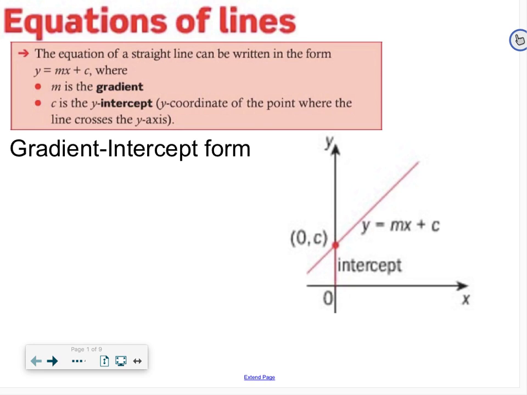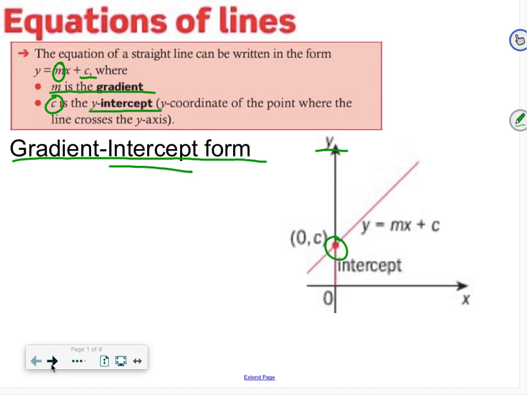All right, mathletes, here we are looking at equations of a line. So, first form of equation of a line we're going to look at is our gradient-intercept form. It's called this because our m is a gradient, and that is the coefficient in front of our x, and the intercept is the y-coordinate at which our graph is going to cross our y-axis. Okay, and that is given by our c value in our equation.